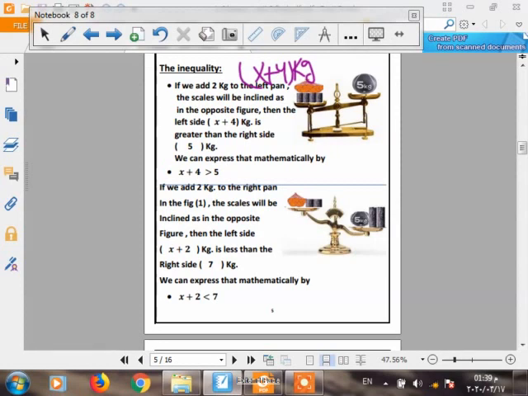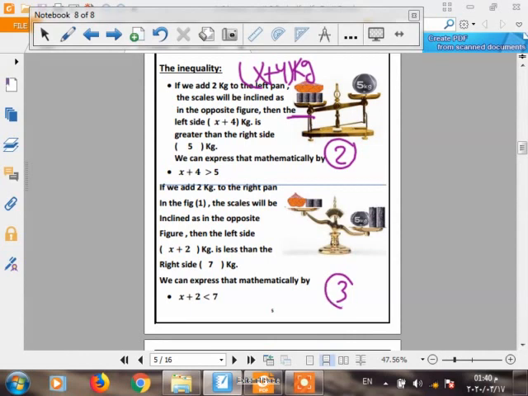Look at this figure. Which is bigger than the other, the left pan or the right pan? The left pan is greater than the right pan. That's why it's inclined. So here we can see that x plus 4 is greater than 5, as we see in figure number 2.